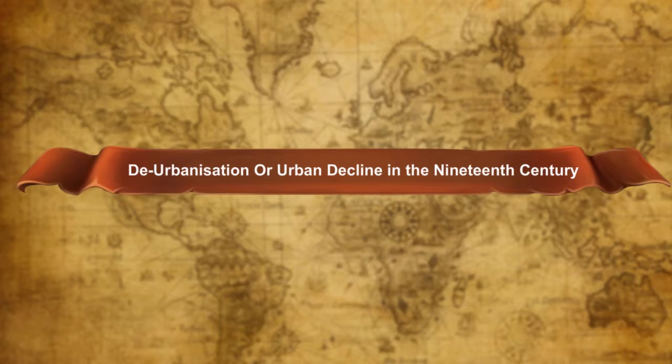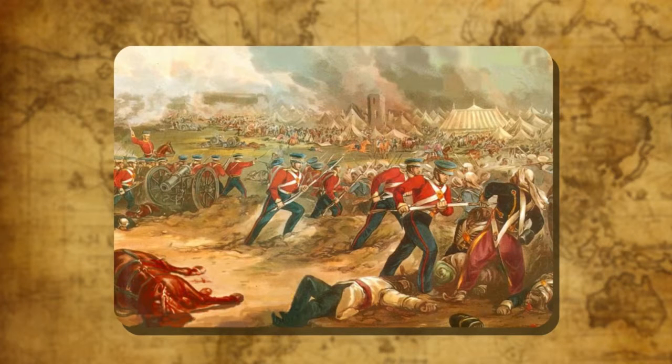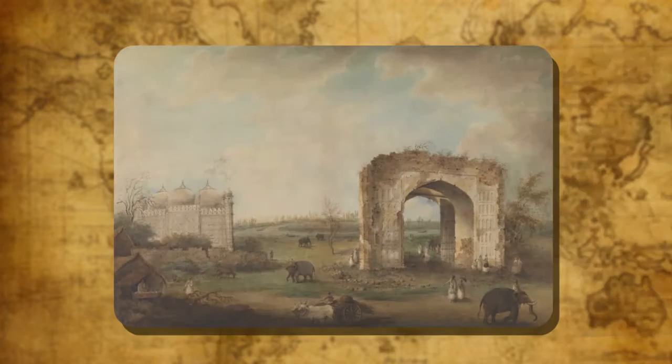De-urbanization or urban decline in the 19th century. The consolidation of territorial power by the British in 1800 and the end of a period of political instability brought about, surprisingly, a period of stagnation and decline of urban centers in India, which lasted for well over a century. The 19th century urban scenario stands out in contrast to the Mughal period of urban growth.